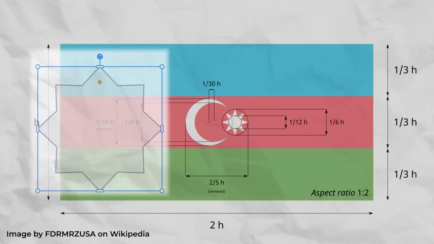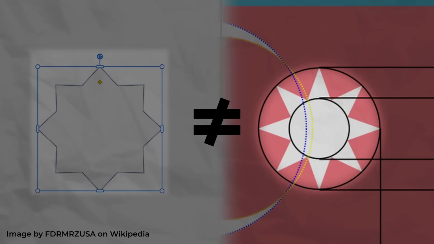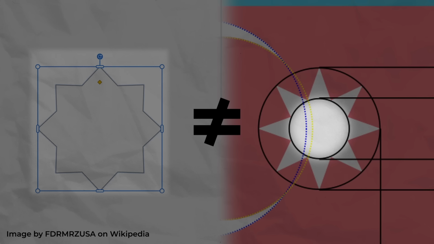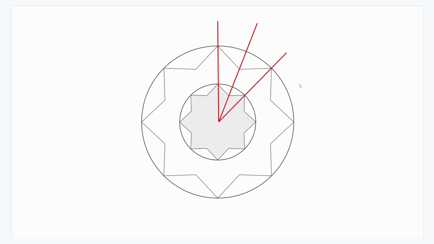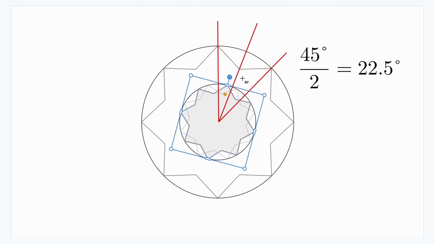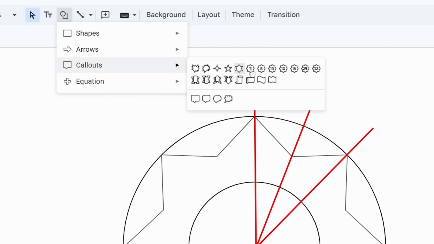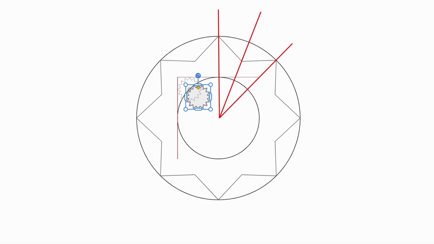Okay, next let's do Azerbaijan with the 8-point star. There is an 8-point star shape in Google Slides, but I think we know by now that this shape is not enough. We need to draw 8 outer points and 8 inner points separately. Can we do the same thing as before? The amount we need to turn is half of 45 degrees, which is 22.5, so that's actually impossible with our 15-degree snaps. But luckily, Google Slides has a 16-point star, and that trivializes the problem.